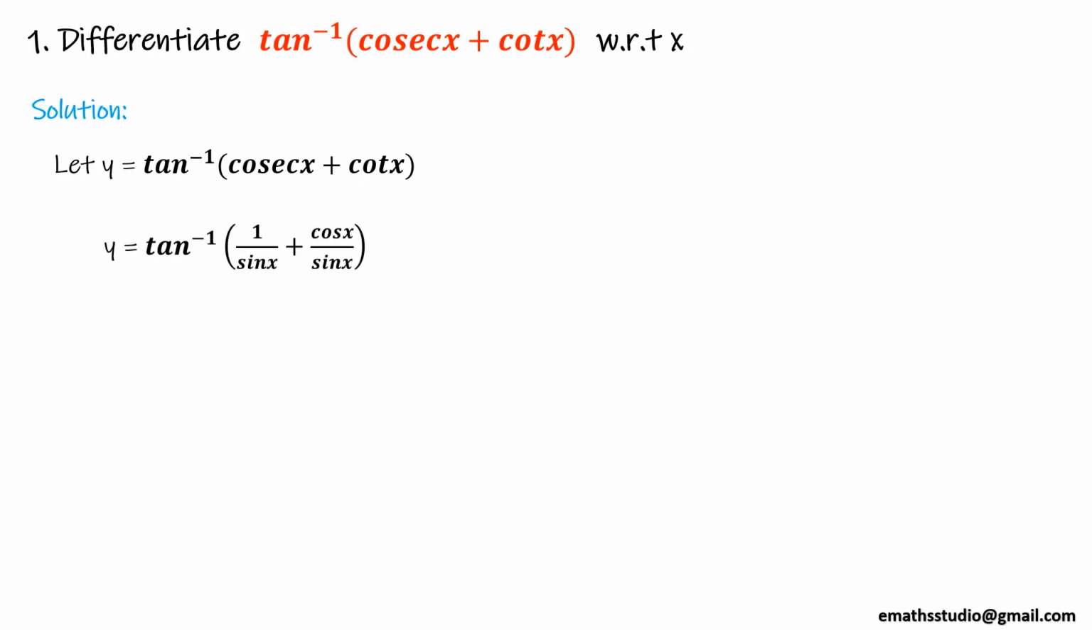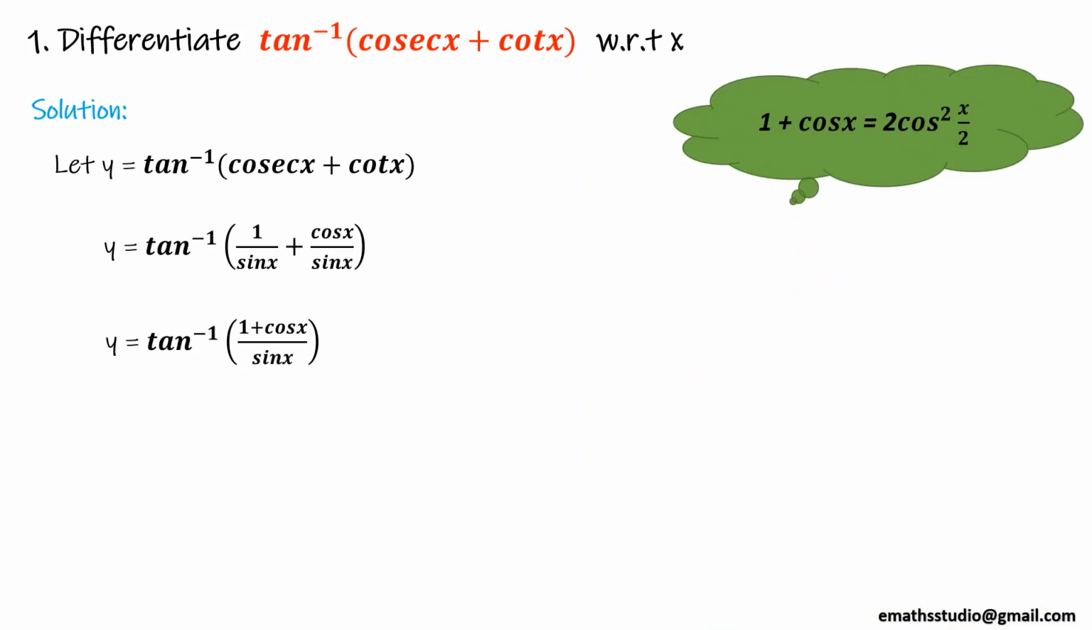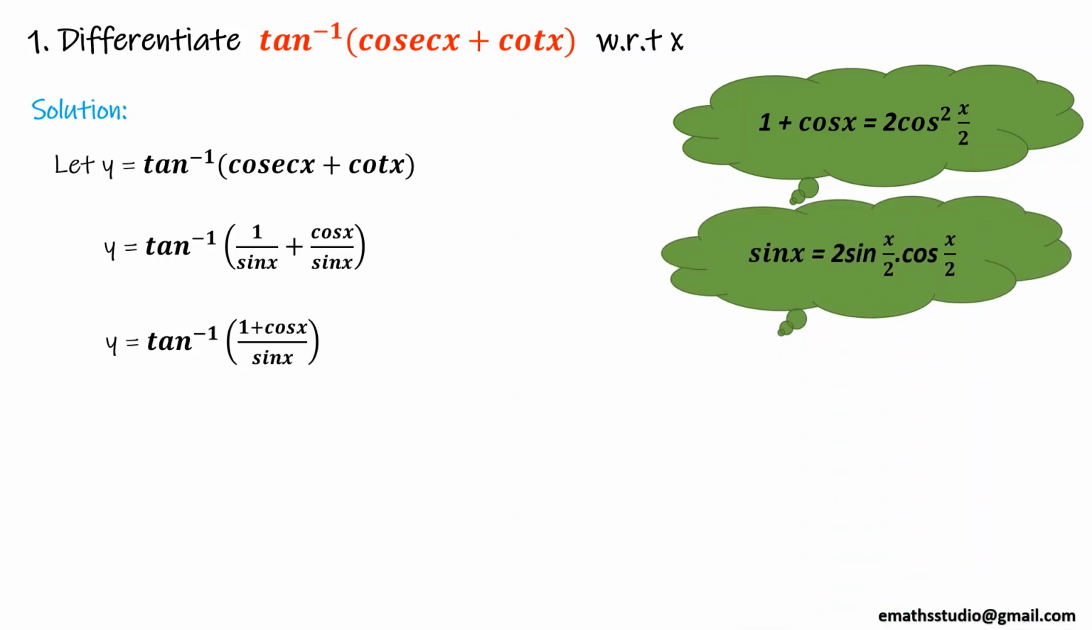Now in the next step, I am writing cosec x as 1 by sin x and cot x as cos x by sin x. Further, look at this denominator inside the bracket. Both the terms have the same denominator, so it can be considered as y is equal to tan inverse of (1 plus cos x) upon sin x. Now, according to trigonometry, 1 plus cos x is 2 cos square x by 2 and sin x can be written as 2 sin x by 2 cos x by 2. So, this function becomes y is equal to tan inverse of 2 cos square x by 2 upon 2 sin x by 2 cos x by 2.